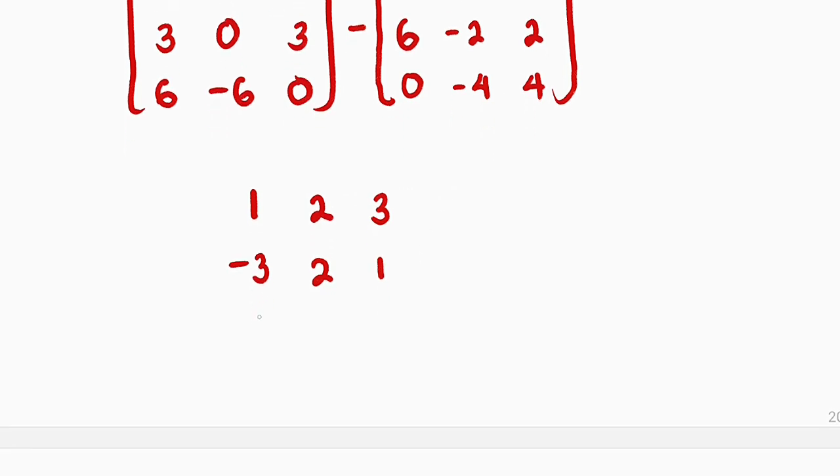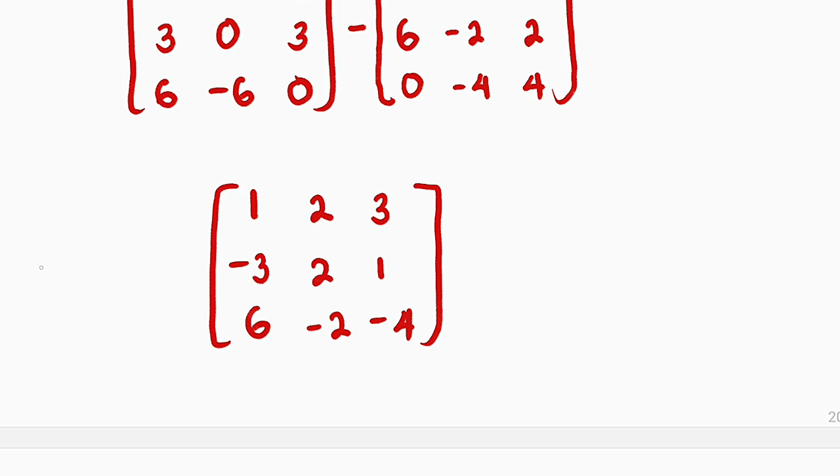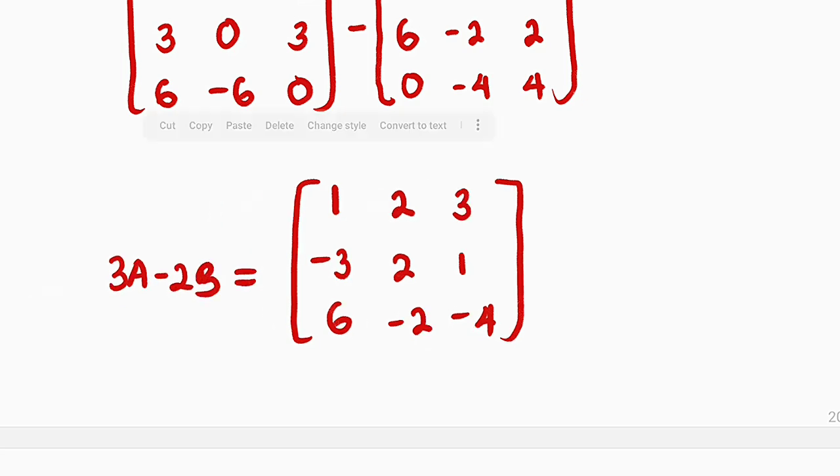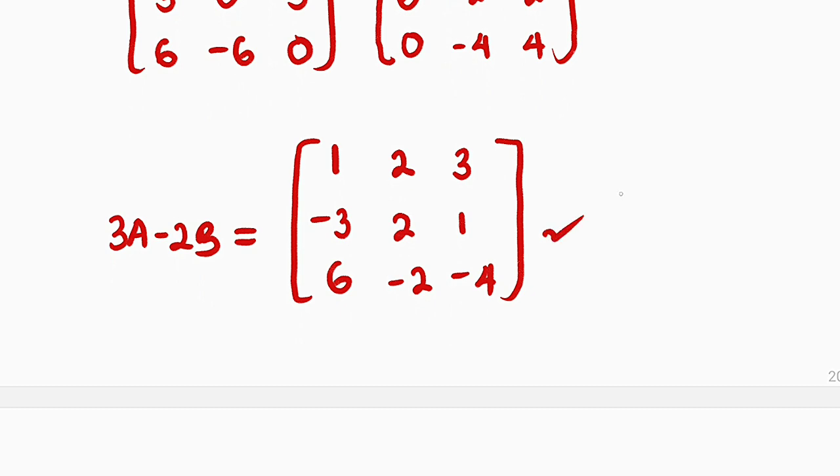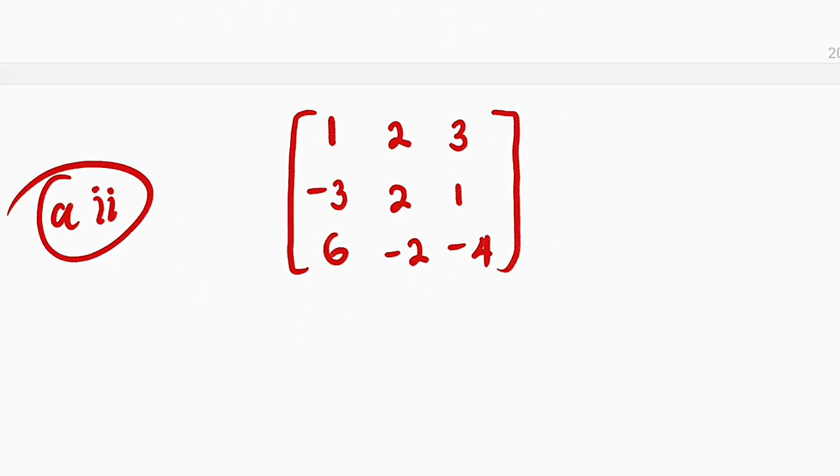3 minus 2 is 1. Then last row, 6 minus 0 is 6. And negative 6 minus 4 is going to give us negative 6 plus 4, which is negative 2. And lastly, 0 minus 4 is minus 4. And this is nothing but 3A minus 2B. So we have answered the A part. Then the B part, we are asked to find the determinant of the matrix we have just formed.